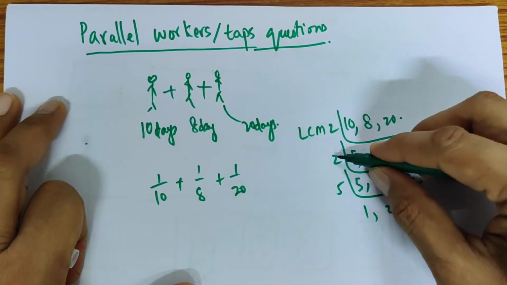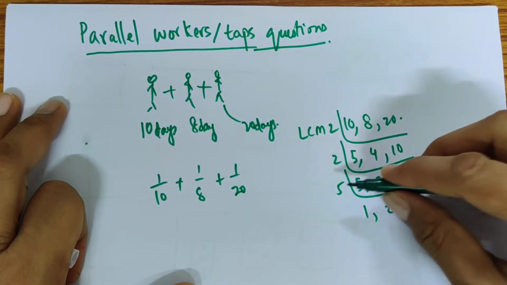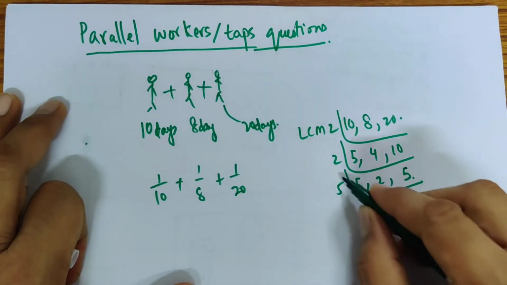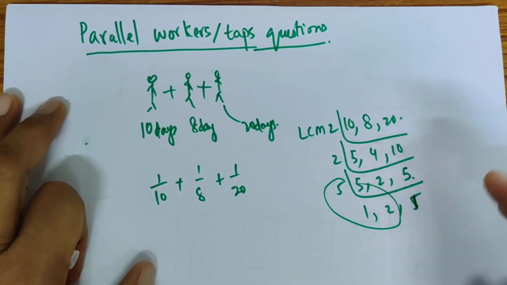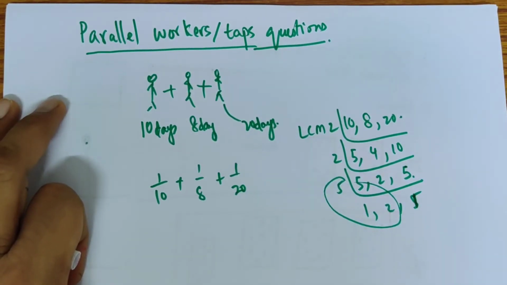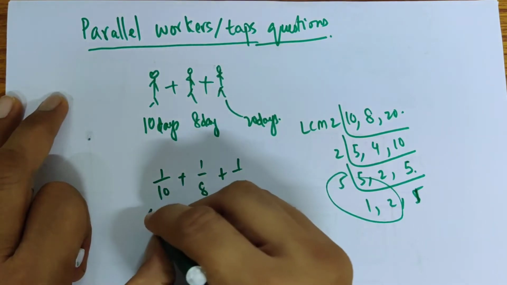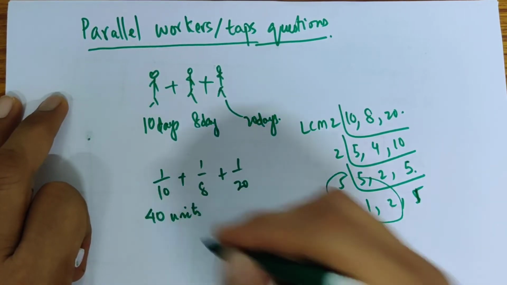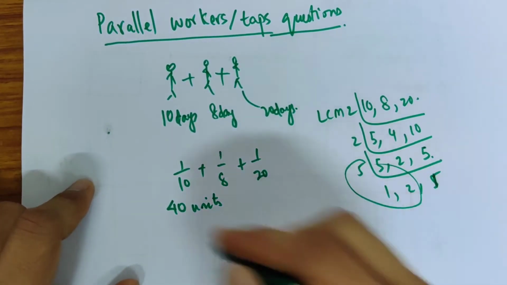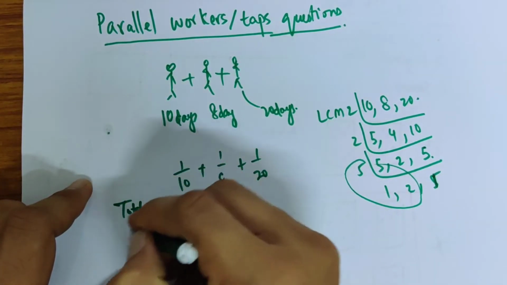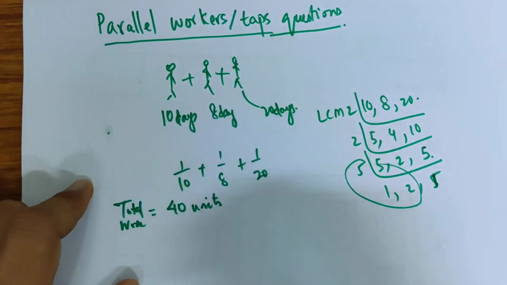So this is 2 times 2, that's 4, 4 times 5 times 2, which is 40. So I know the LCM is 40. So I can assume my total work was 40 units, which I'll use again when I want to divide in the end. So my total work, which we used to always define as 1, is 40 units.